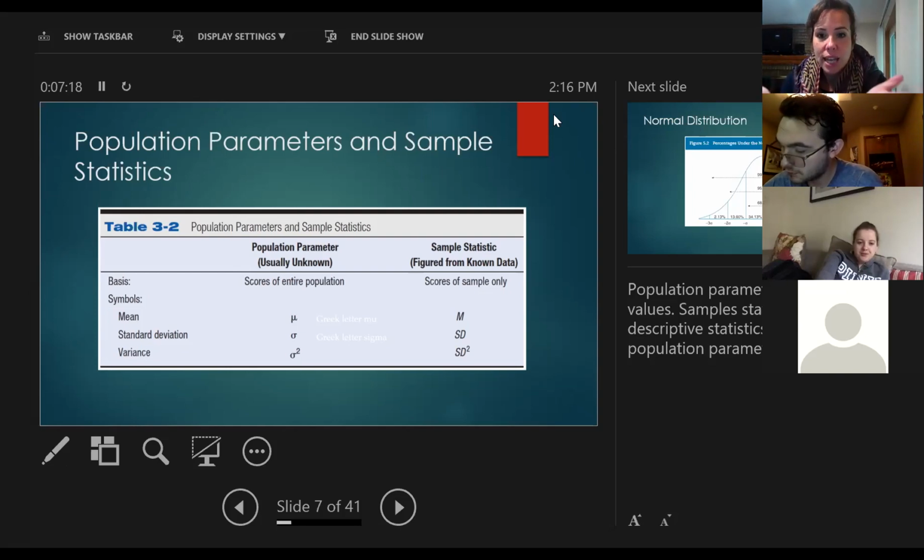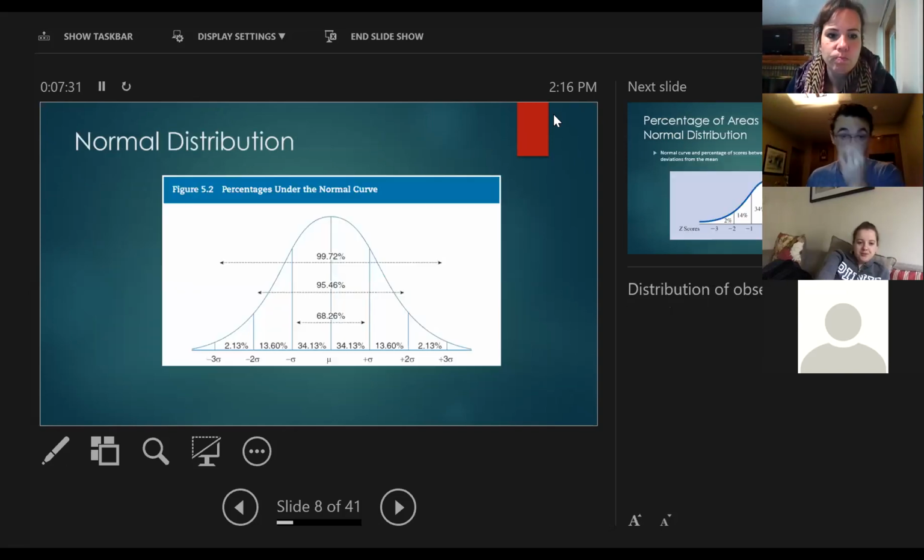And then the variance, as we figured out last week, is whatever the standard deviation is squared. So sigma squared or SD squared or S squared. Those will all be the nomenclature for variance. Okay, now we talked about this last week as well.